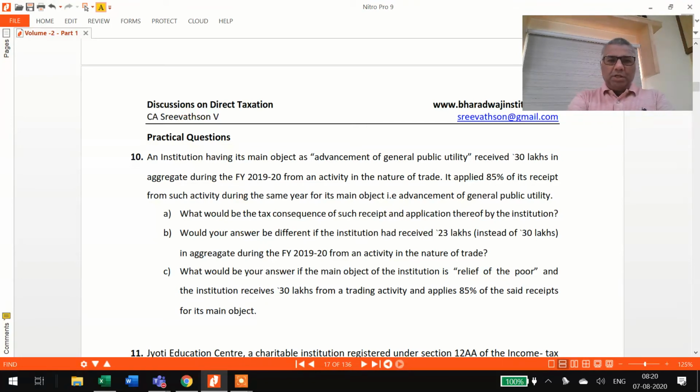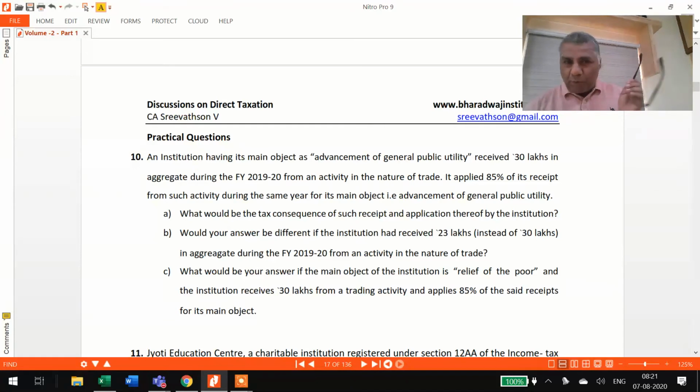An institution having its main object as advancement of public utility received 30 lakhs in aggregate from an activity in the nature of business. It applied 85% of its receipt from such activity during the same year for its main object. What would be the tax consequence of such receipt and application thereof? Strike off the second part, I will tell you why. What would be your answer if the main object is relief for the poor and 85% is used for the main object?